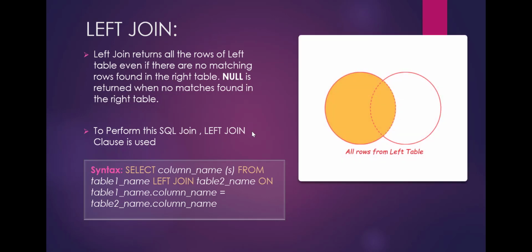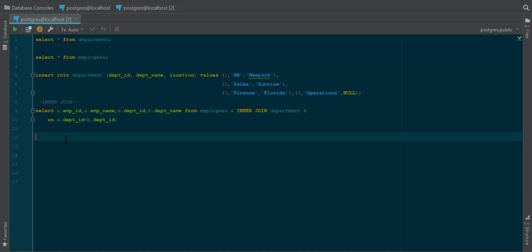Whether we consider the left table or right table depends on the table name placed on the left side of the left join and on the right side of the left join. And this is the Venn diagram which represents the left join and its resultant values. Let's go here and execute the left join query.